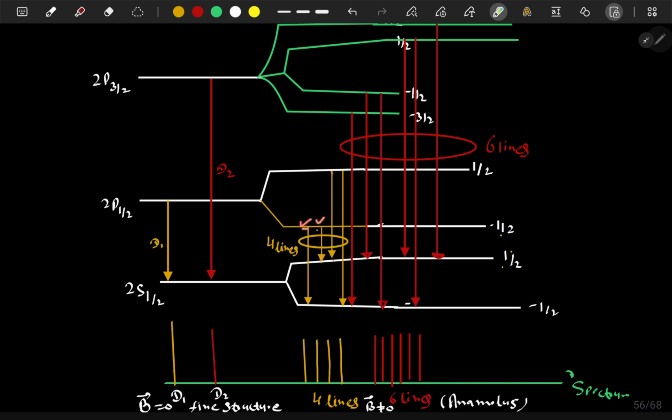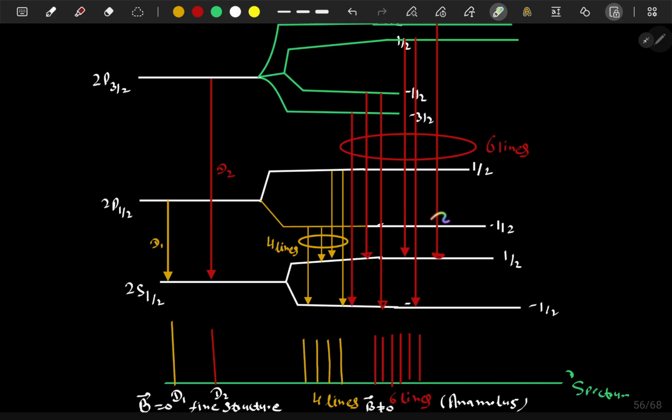Let's check this. These two are done. Now go upward. From here to here, is it possible? 1/2 to 1/2, 0, possible. From here to here it is possible. Minus 1/2 to 1/2, 1, possible. Now this is over. Okay, now let's move forward.